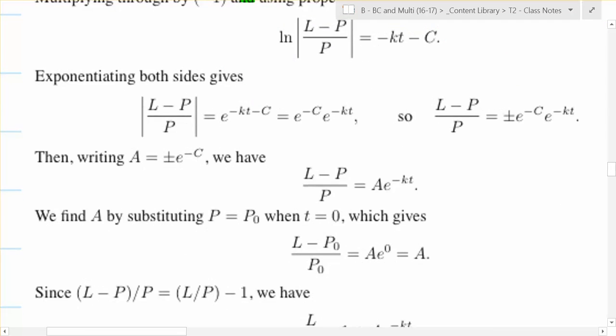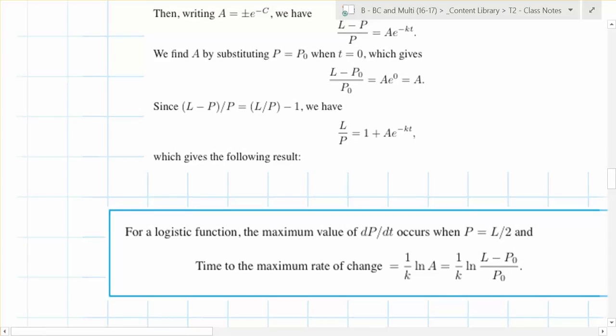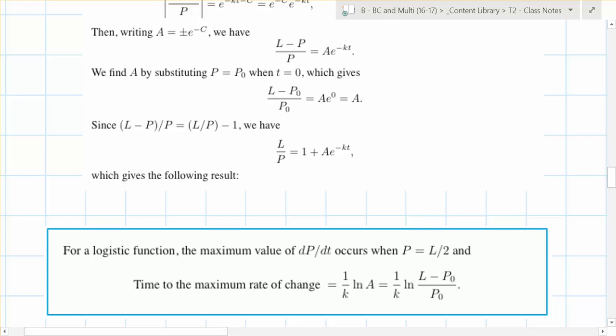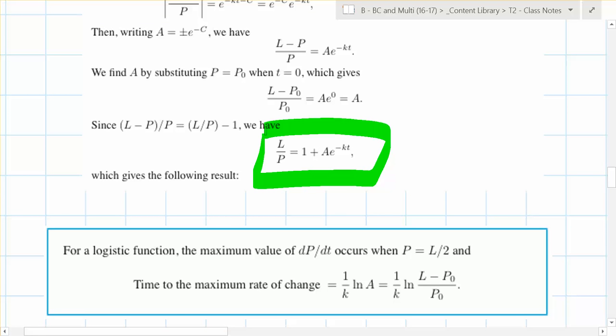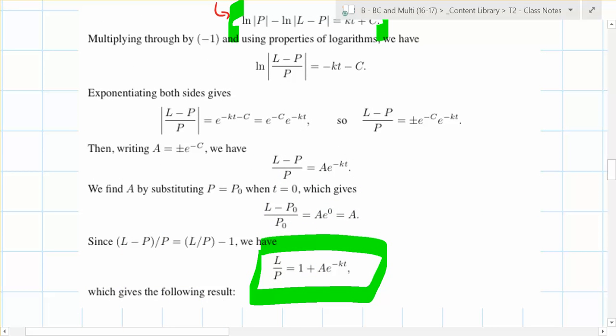Keep going. What do we end up with? We end up with this right here: L over P is equal to 1 plus A e to the negative KT. Okay, so what happens here is you'll see a lot of notation-heavy stuff.